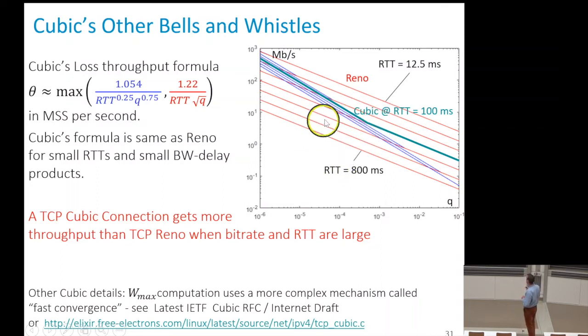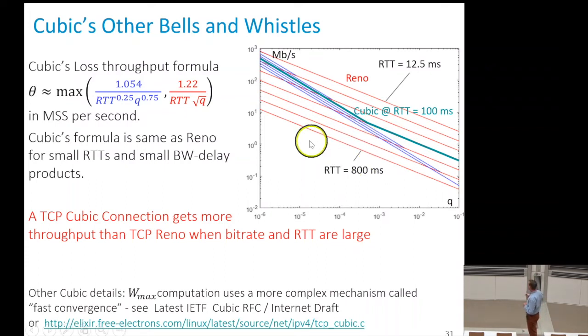So the red curves are if we would do only TCP-Reno. This is in log-log scale, so therefore this is a power law. The throughput is a power multiplication of power of Q. So in log scale, it is linear in log Q. This is why we have a straight line here. And if we look at the value for RTT of 100 millisecond, that's the red curve in the middle. And that's the blue curve that starts here, not very easy to see. This is why I put a thick greenish bluish curve. That is what this formula gives if the RTT is 100 millisecond.